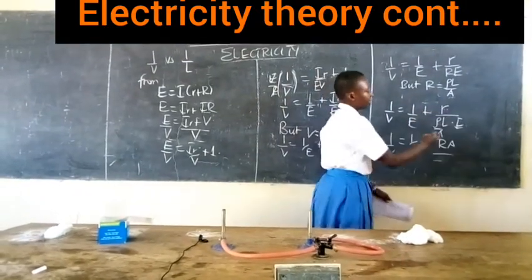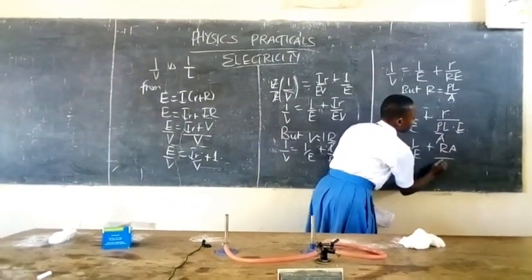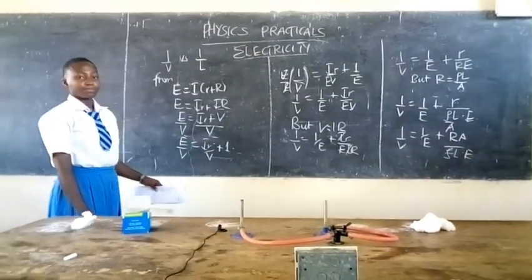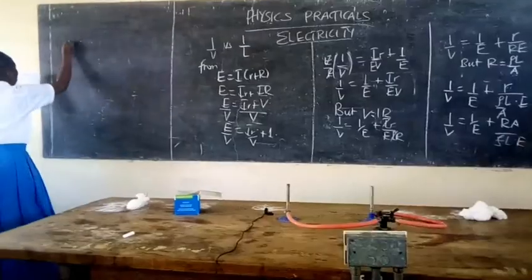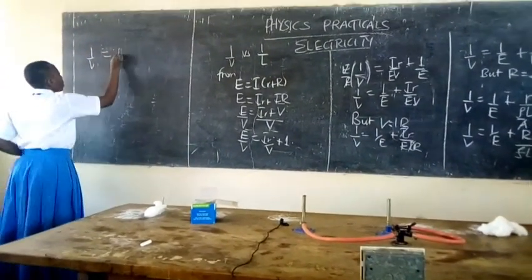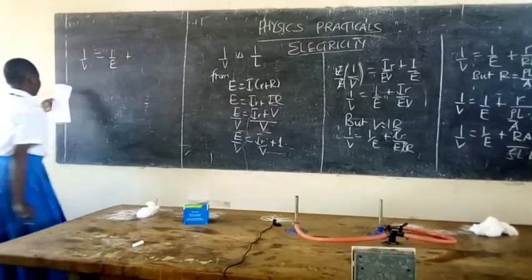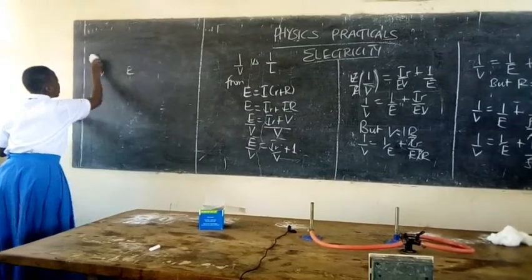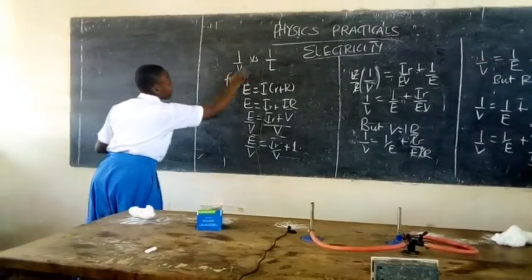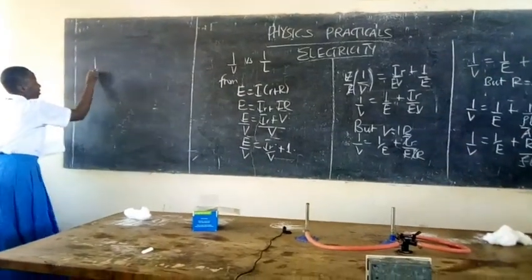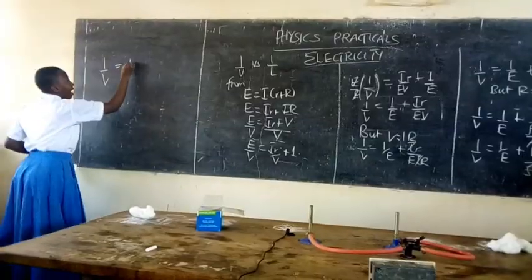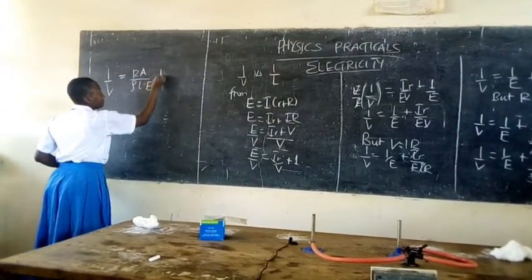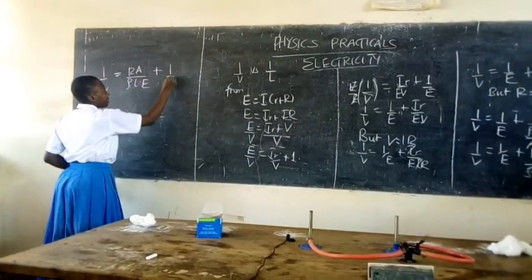A comes here up, then it will be RA over resistivity L times E. Then 1 over V will be equal to 1 over E plus... wait, let me arrange it well first. It's 1 over V against 1 over L. So 1 over V equals RA over resistivity L E, then plus 1 over E.